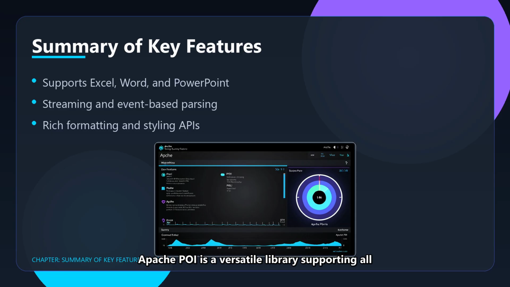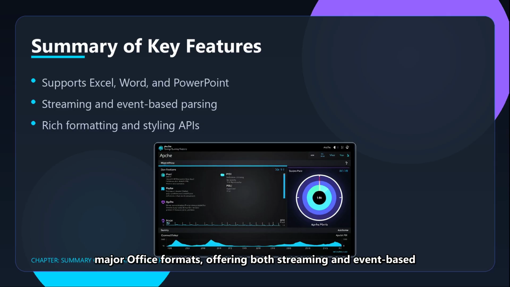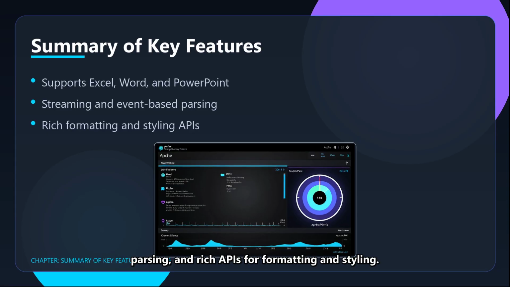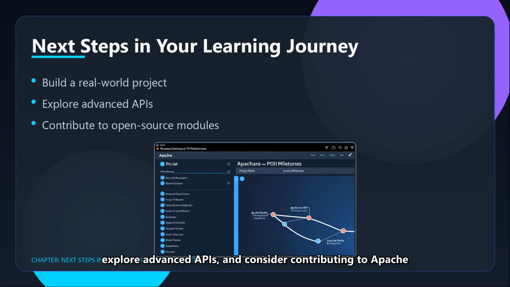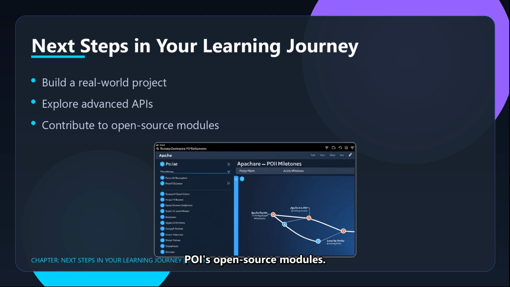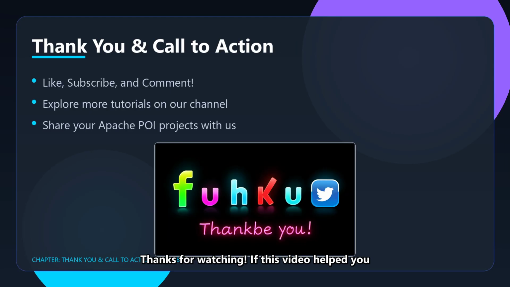Apache POI is a versatile library supporting all major Office formats, offering both streaming and event-based parsing, and rich APIs for formatting and styling. To deepen your expertise, build a real-world project, explore advanced APIs, and consider contributing to Apache POI's open-source modules.